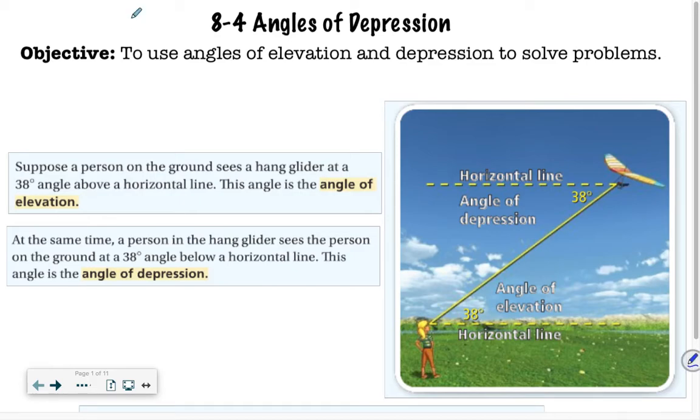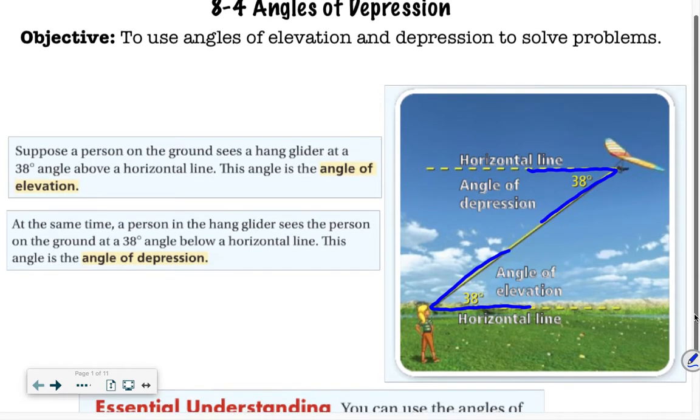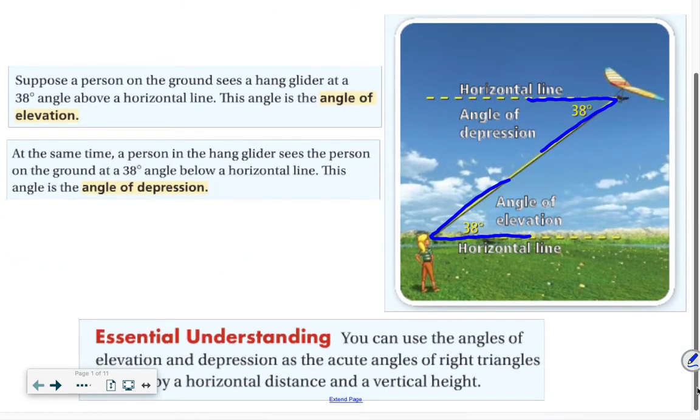Okay, the angle of elevation is when you are looking up at something. Think of elevation like the higher the elevation on a plane or something, you're looking up. Angle of depression is when we are looking down. Angle of depression, angle of elevation.